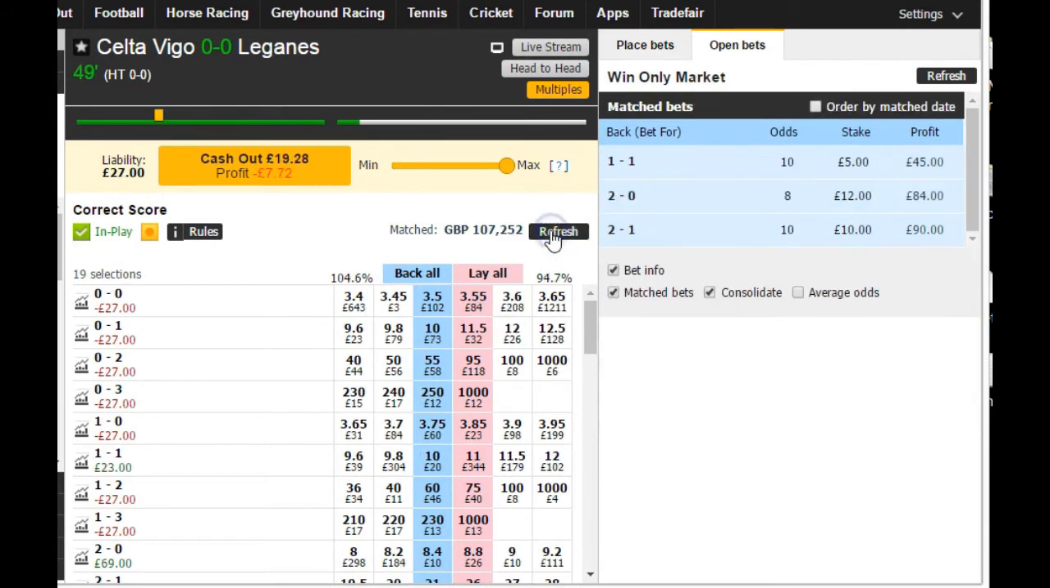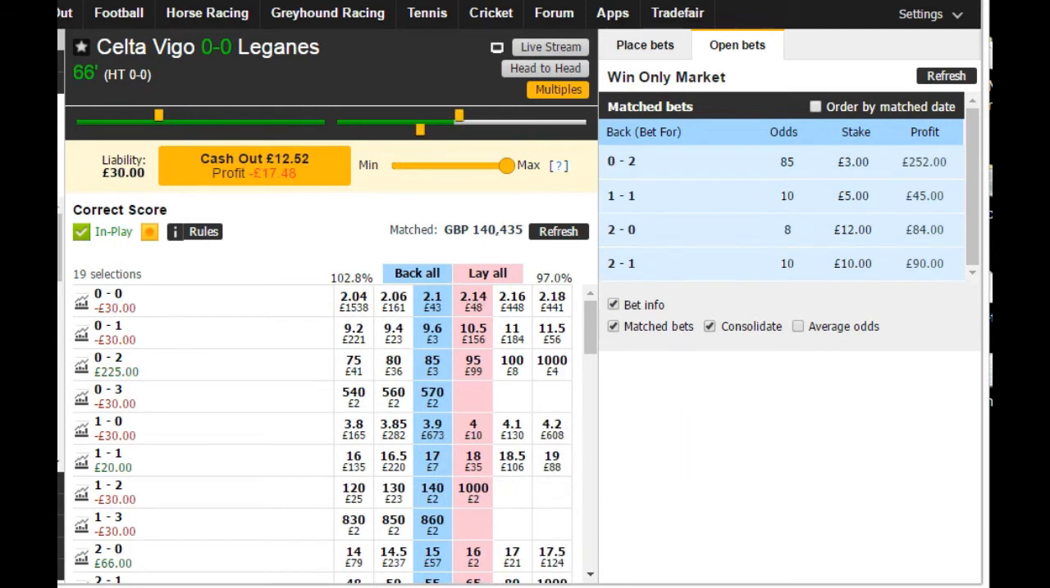So we're on 50 minutes and it's still 0-0, and a lot of times I guess people will begin to get fidgety and a bit frustrated. They might start thinking, I better back 0-0 or better back 0-1 or something. But stick to your plan. And my plan was basically going to be to do this increasing liability.